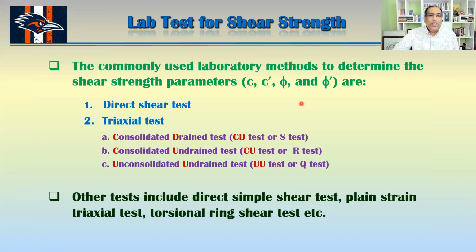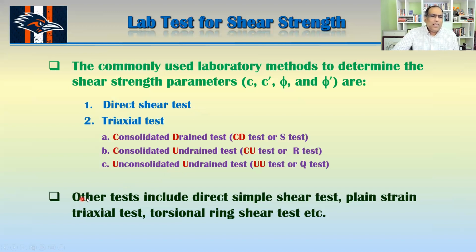Now we can do either a direct shear test or a triaxial test. There are 3 different triaxial tests here, so depending on the situation in the field, we have to pick which one we are going to do. I'll talk about them one by one later in my other lecture on the triaxial test. But here I'm going to talk about the direct shear test, which is very common, especially for clay and sandy types of soil.